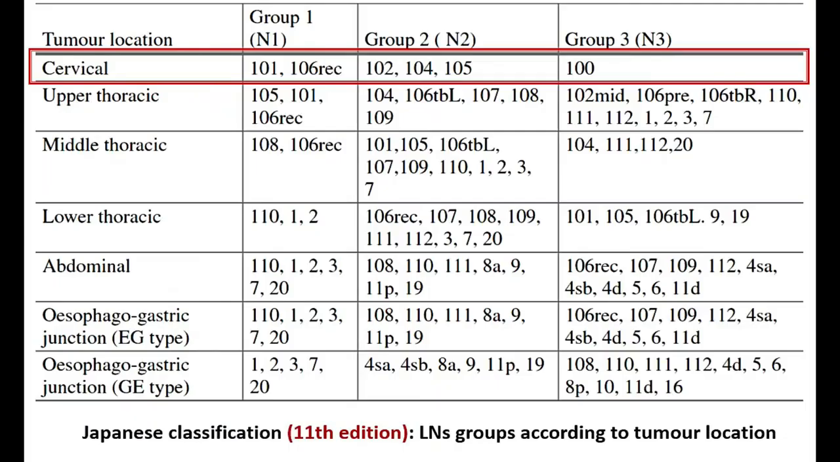So I said they have divided into D1, D2, D3 groups. And according to the number, like for cervical, that is encircled in red in this rectangle, D1 will be 101 and 106 recurrent laryngeal nerve, D2 will be 102, 104, 105, and D3 will be number 100 lymph node station. So for every location, they have divided the lymph node groups into D1, D2, D3, and for D3 dissection, one has to clear all the lymph nodes in the D1, D2 and D3 groups. Similarly, for upper cervical, upper thoracic, middle thoracic, lower thoracic and abdominal locations, they have classified the lymph node groups into N1, N2 and N3 groups.